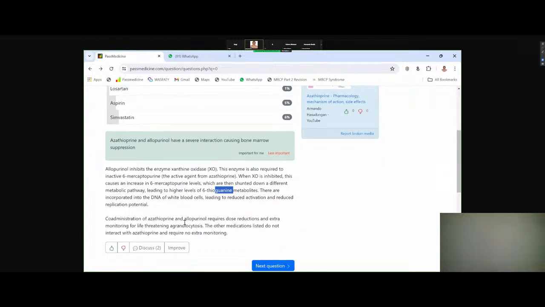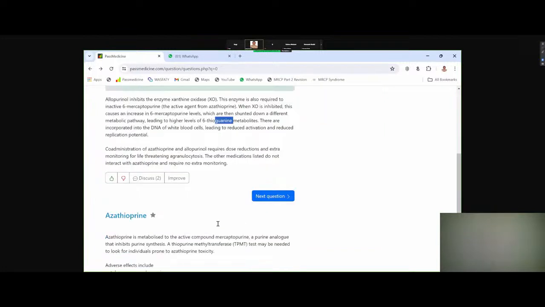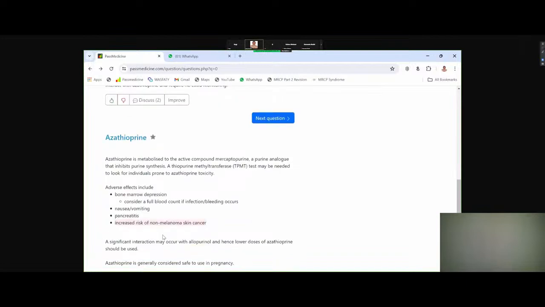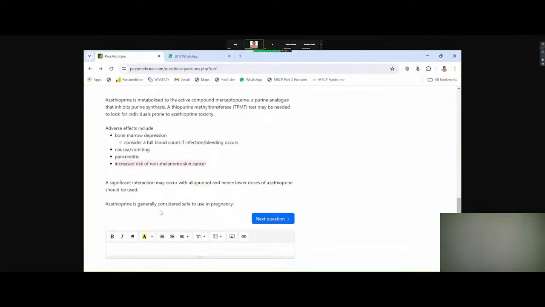Co-administration of azathioprine and allopurinol requires dose reductions and extra monitoring for life-threatening agranulocytosis. The other medications listed do not interact with azathioprine and require no extra monitoring. Azathioprine is generally considered safe, but there is a significant interaction between these two.